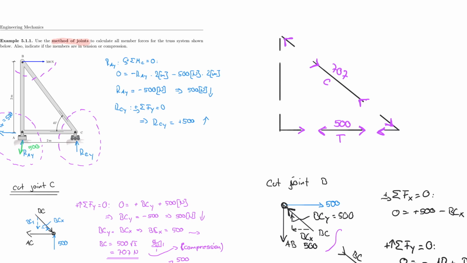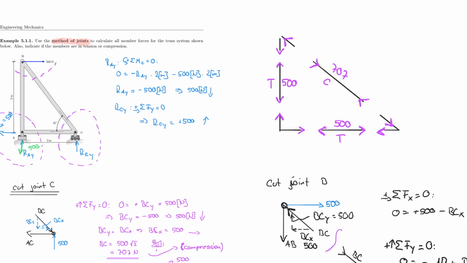Last but not least, I have the vertical member, and that was also 500, but that was in tension. So I'm going to put my number here first, 500 in tension. And if I know it's in tension, then it's pulling away from the nodes. And for the inner part, it's pulling away from the inner part, or from the member, I should say.